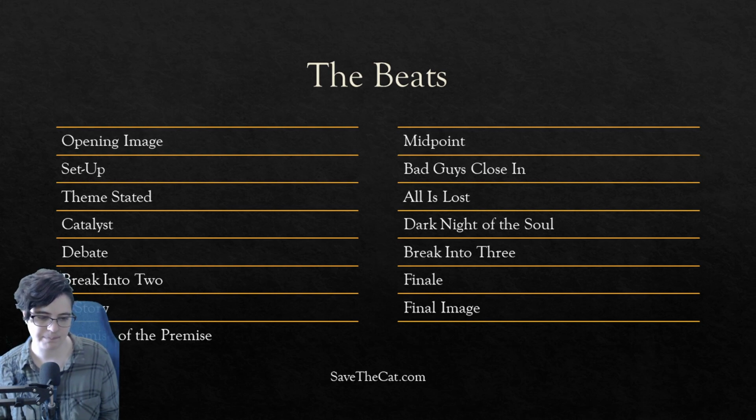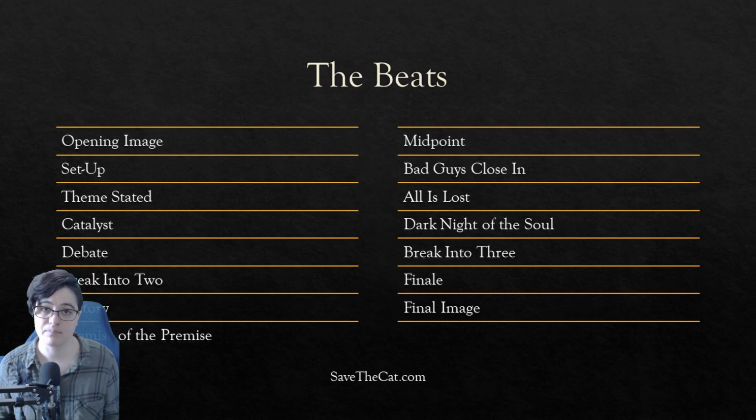The beats are in order: the opening image, the setup, the theme stated, the catalyst, the debate, break into two, which is Act 2, the B story, promise of the premise, also known as fun and games, the midpoint, bad guys close in, all is lost, dark night of the soul, break into 3, which is Act 3 of the 3-act structure, the finale, and the final image. There are 15 beats in total, and whether you want to use the 3-act structure or the 5-act structure, it does work with both despite the language.